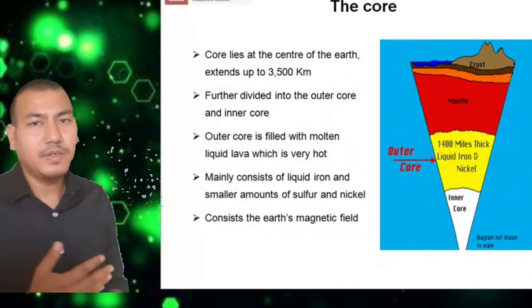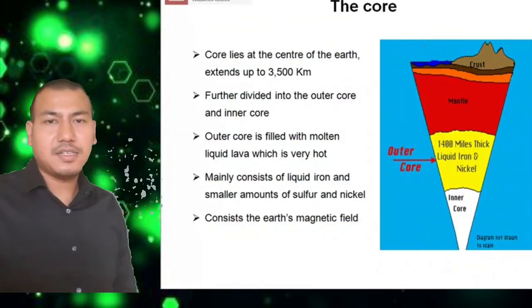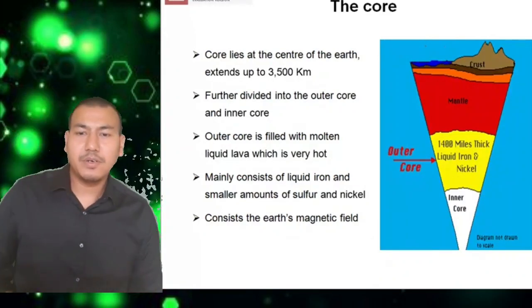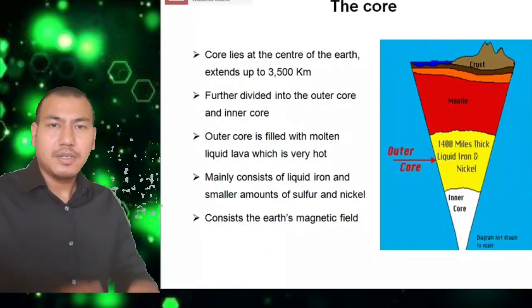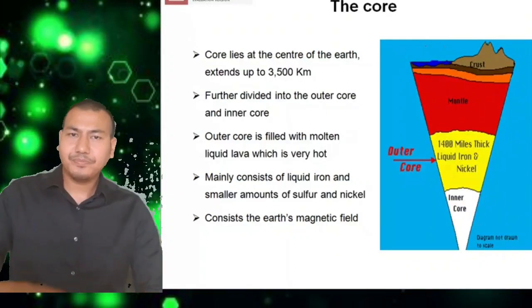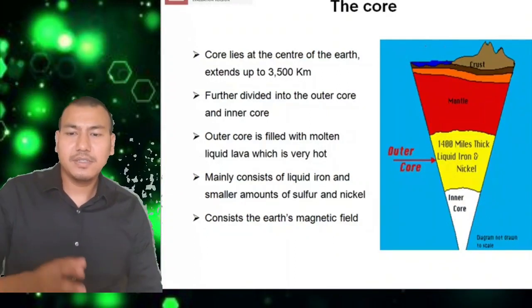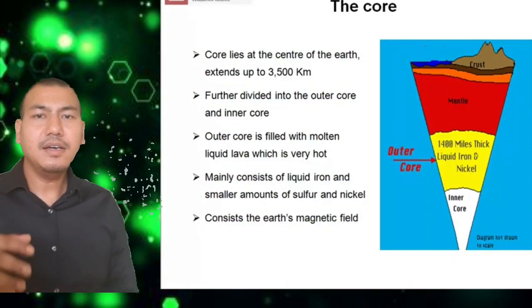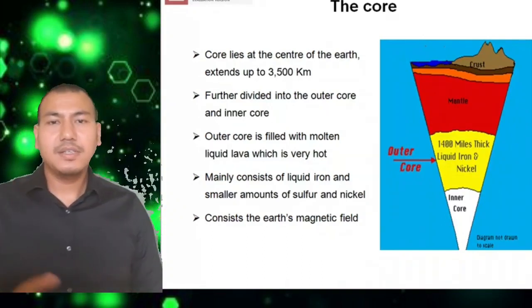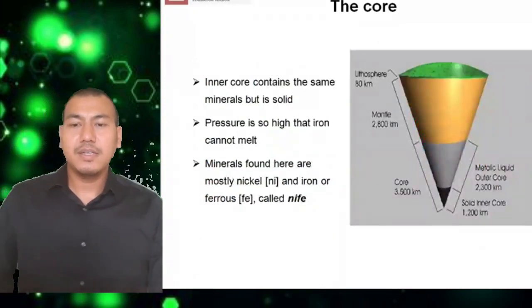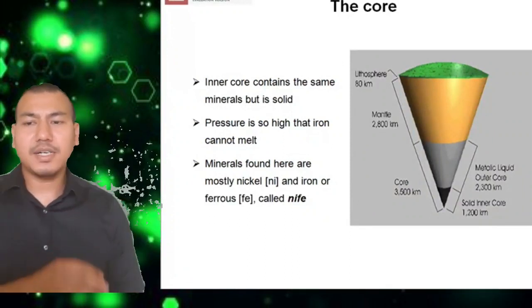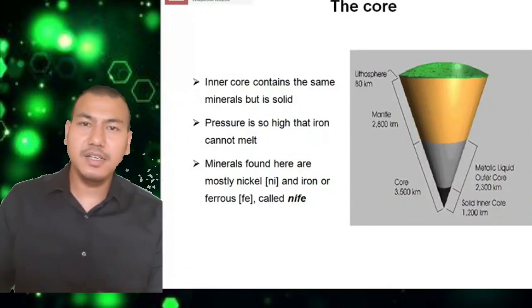So you can see in the image out here the crust, the uppermost part of our earth, and the mantle, which comprises the maximum portion of the earth. The core has the outer part, which is in liquid state, and the inner part, which is in solid state. The inner core contains the same minerals but is solid.